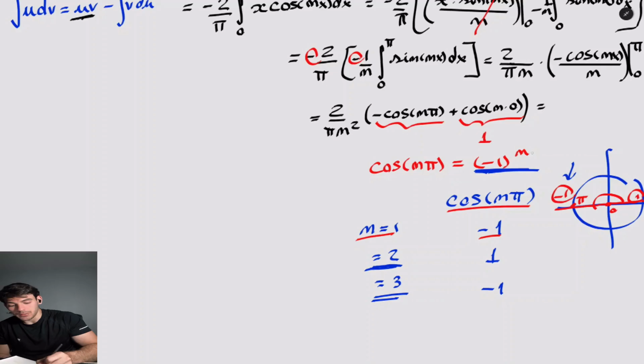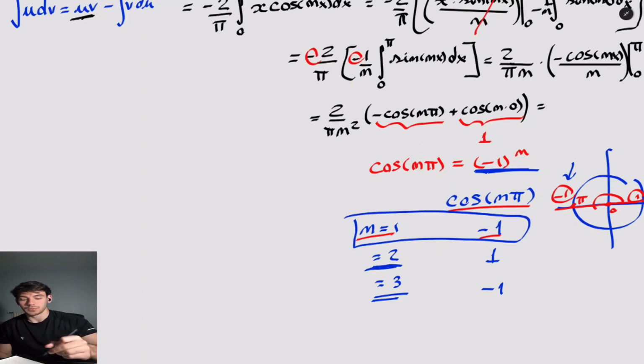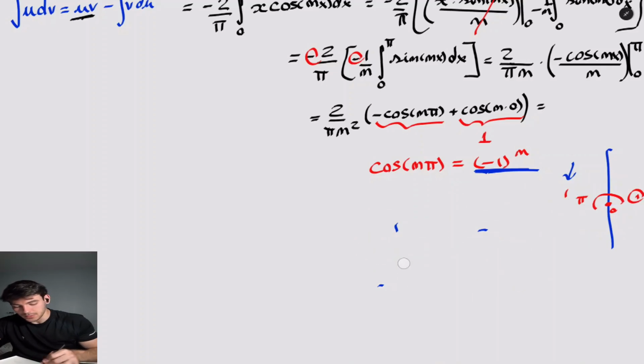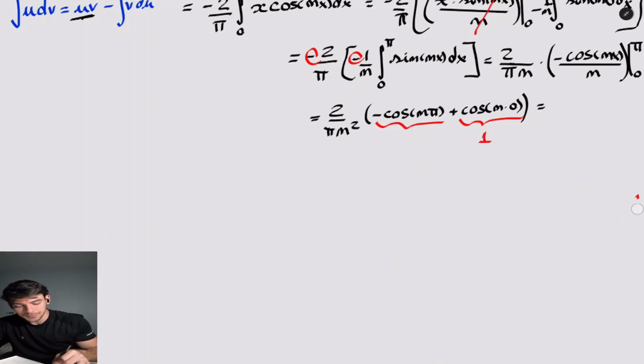Because if we have n equals 1, we have minus 1 to the power of 1, so we'll have minus 1. That's basically what we have here. If we have n equals 2, we will have minus 1 squared. That's 1. So that's what we have here. So it's just the same logic, but written in a different way. All right, so that's a way of simplifying our Bn. So we will use this. So this is 1, and there's a minus here, so minus, and cosine of n pi equals minus 1 to the power of n.